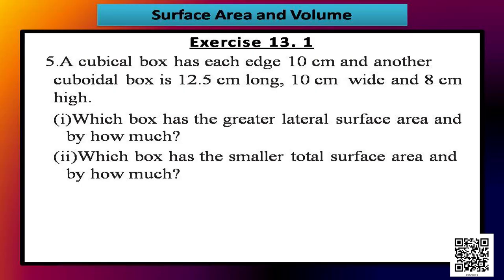Let us discuss question number 5. It says a cubical box has each edge 10 centimeter and another cuboidal box is 12.5 centimeter long, 10 centimeter wide and 8 centimeter high. Which box has the greater lateral surface area and by how much? Which box has the smaller total surface area and by how much? So, let us now discuss the solution.